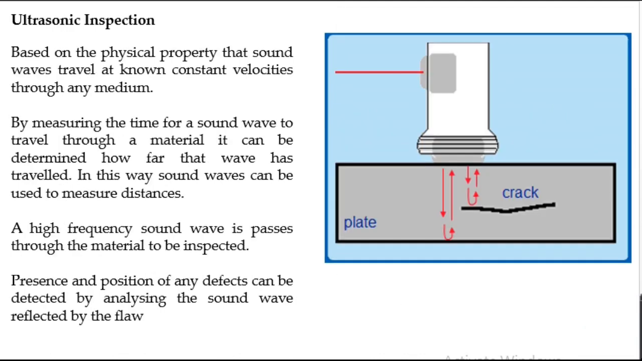The last type of NDT is ultrasonic inspection. Ultrasonic inspection is based on the principle that sound waves travel at constant velocities through any medium. So by measuring the time taken for a sound wave to travel inside the medium, we can find out how much distance the wave has traveled. For example, suppose this is the plate which is to be tested. This is the welded joint which is to be tested, whether any cracks are present or not.